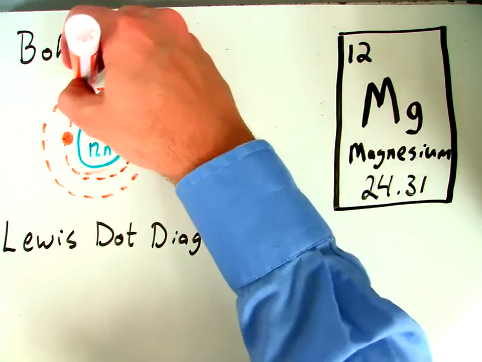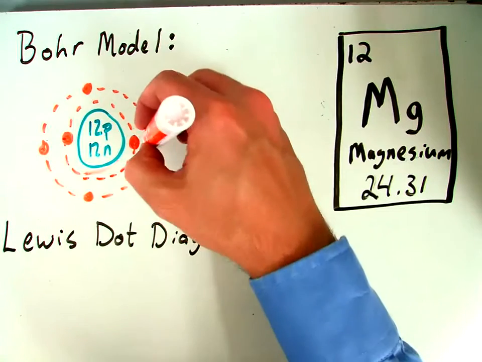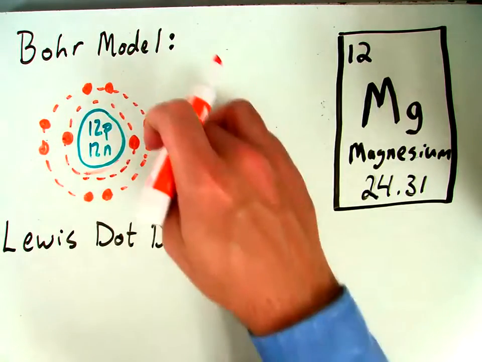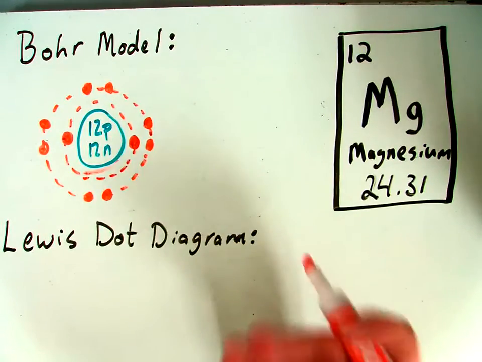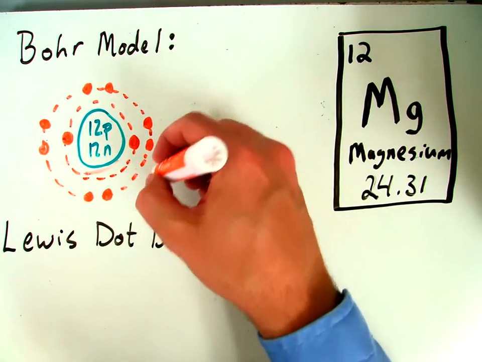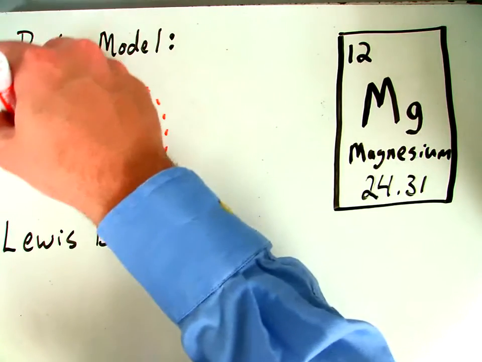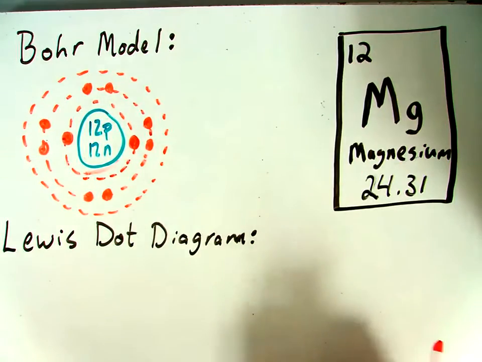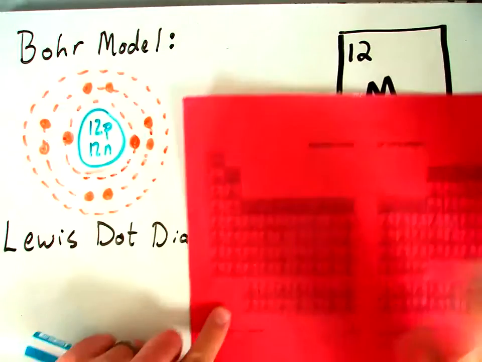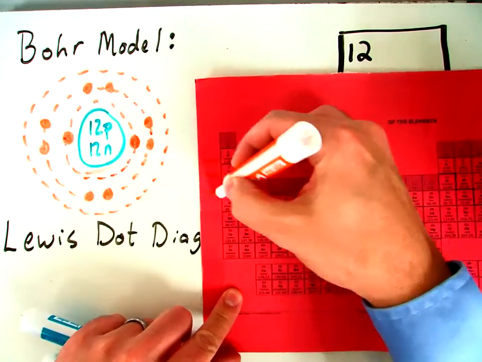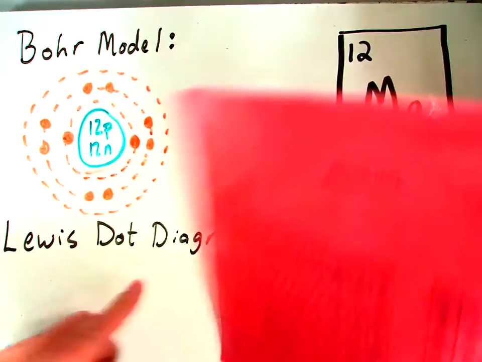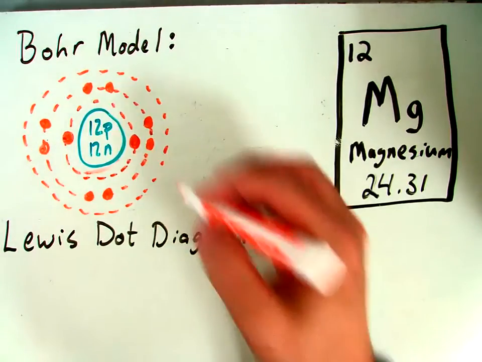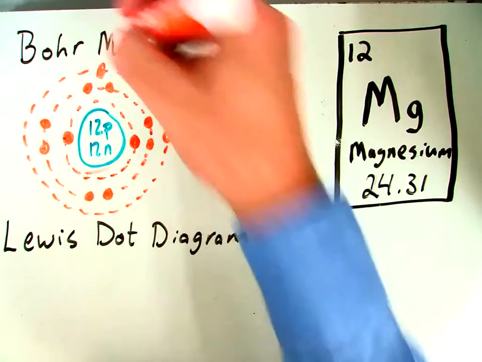So we would do 1, 2, 3, 4, and then I kind of pair these up. If I pair them up, it's a whole lot easier for me to see 4 groups of 2 than it is for me to count to 8. Then this third ring. Since magnesium is in period 3, I can tell because when I look at my periodic table, period 1, period 2, period 3, there's magnesium. So I've got 10 I've drawn, there's the next 2.